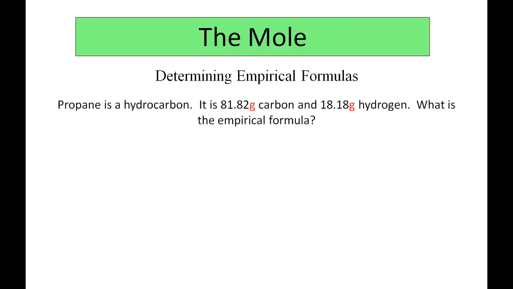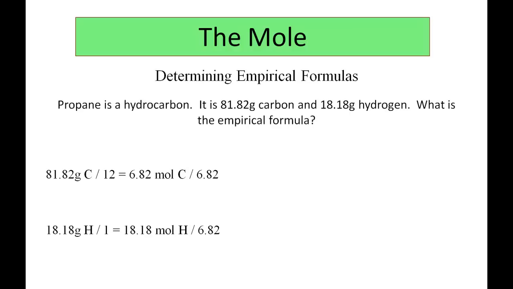The first thing we do is change their percentages into grams, and we write those down: 81.82 grams of carbon, 18.18 grams of hydrogen. We divide each of them by their molar masses and get our moles. We look and see which one is the smallest number of moles, which in this case is carbon, and we divide by that number. That'll give us a relative number of moles. It's 1 mole of carbon for every 2.67 moles of hydrogen.